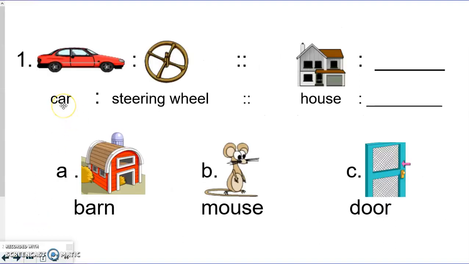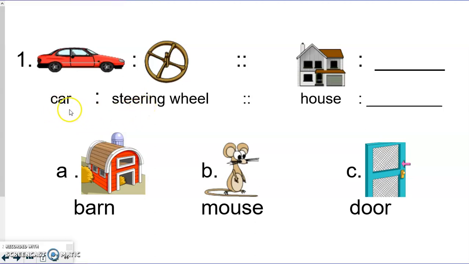All right, take a look at this first one. Car is to steering wheel. So let's think and decide if car is to steering wheel is parts to whole or whole to parts. Car is to steering wheel. The relationship is whole to parts. Car is the whole, steering wheel is the part. So again, in this analogy, we're going from whole to part.